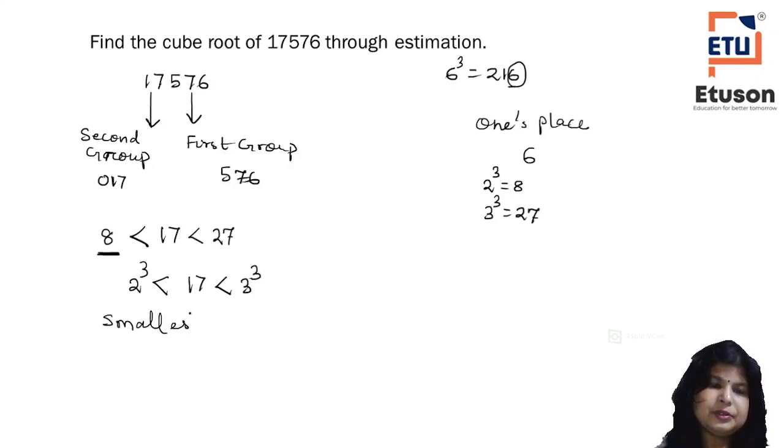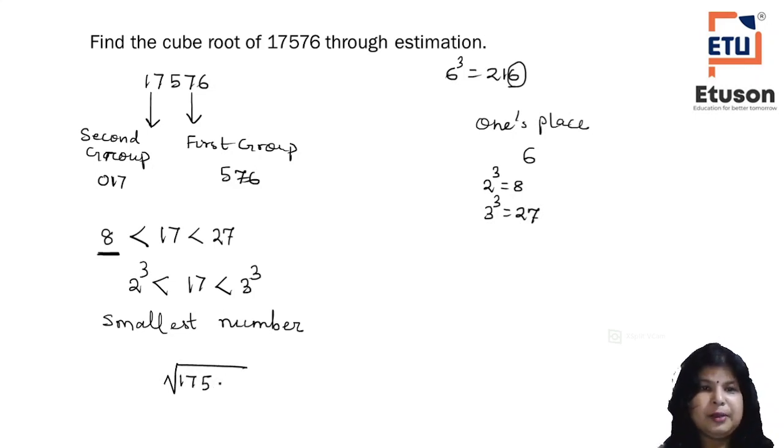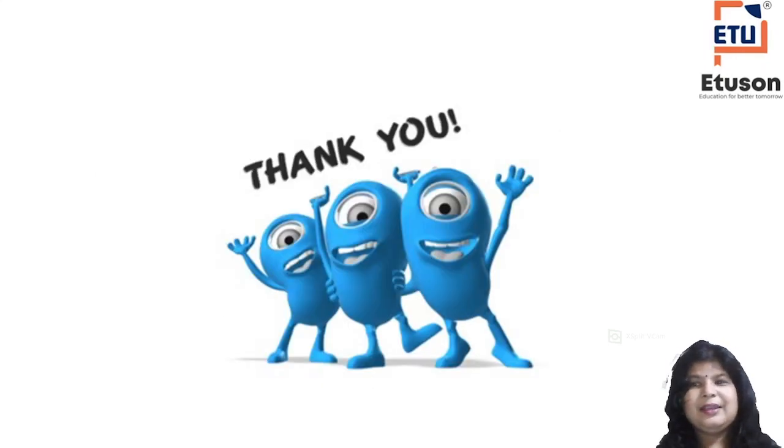So in the smaller number, what do you have at its units place? You have the number 2. So what is the cube root of the number 17576? It is equal to 26. Hope you have understood, children. So with this we have learned how to find the cube root of a number.